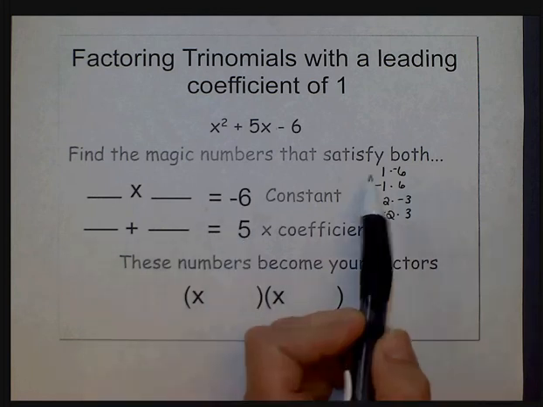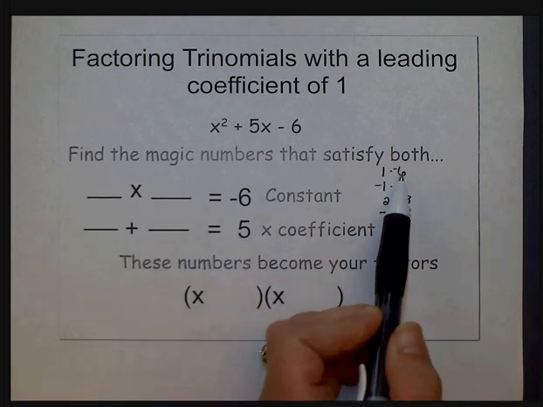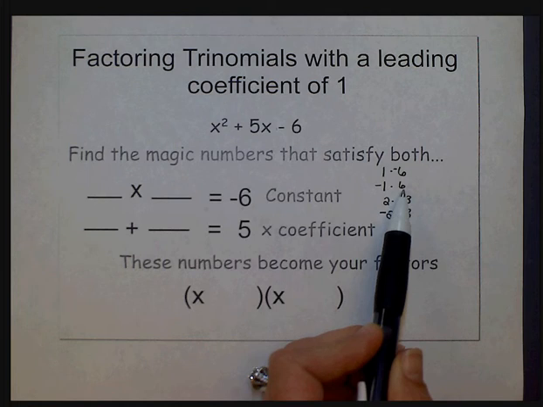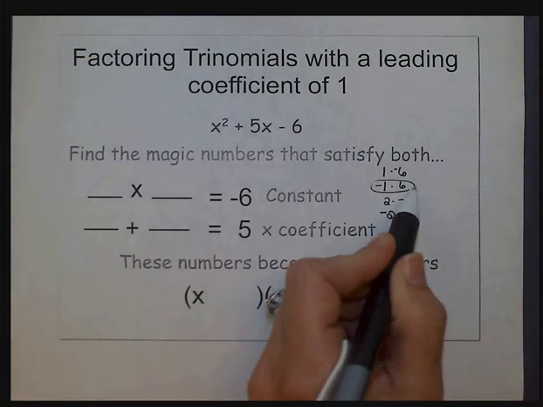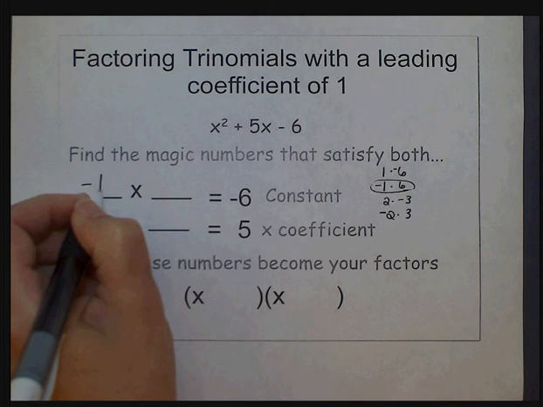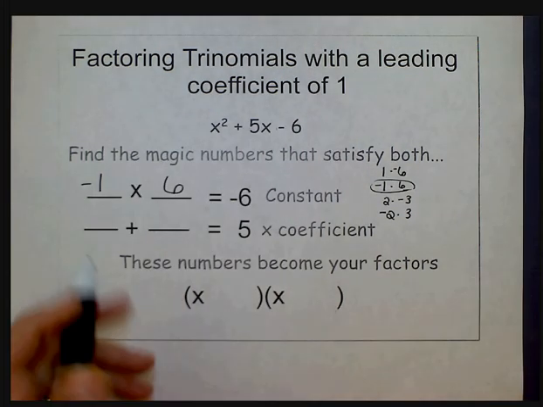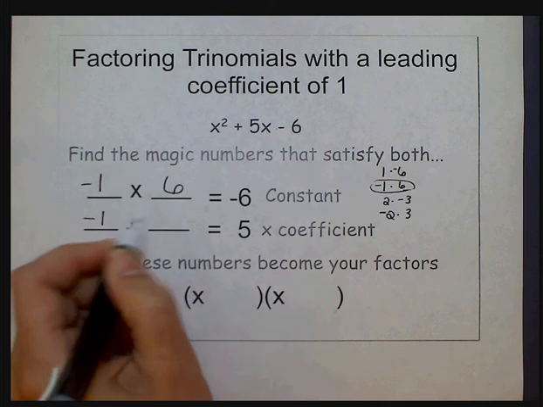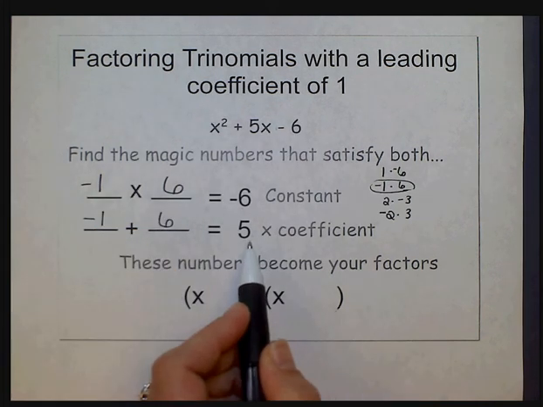So if I take 1 plus a negative 6, that'll give me negative 5. So that one's not going to work. If I take negative 1 plus 6, that gives me a positive 5. That's my one that works. So my magic numbers are negative 1 and positive 6, because negative 1 times 6 will give me negative 6, and negative 1 plus 6 will give me a positive 5.